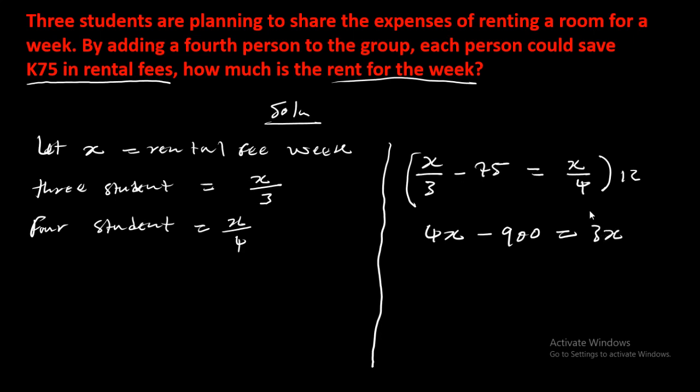So when this goes to the other side, it's going to be 4x minus 3x is equal to 900. Then this minus that is just x, so x is equal to 900. Therefore the rental for the week is simply 900 kwacha.